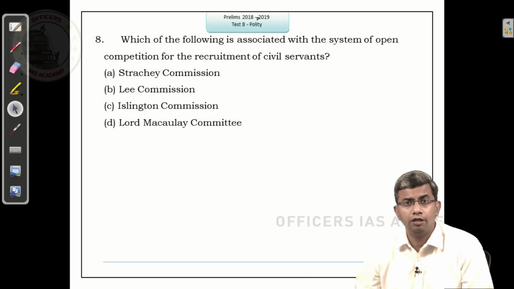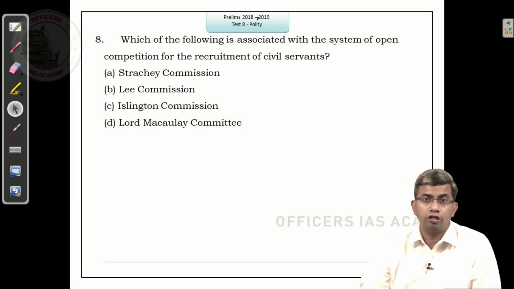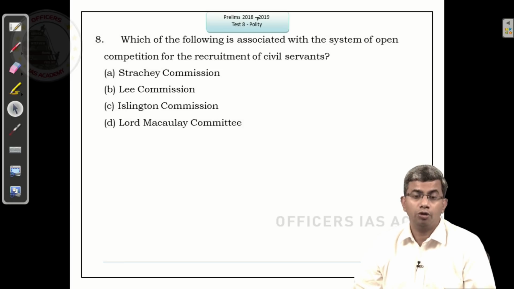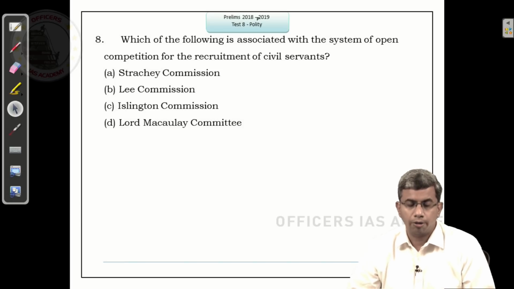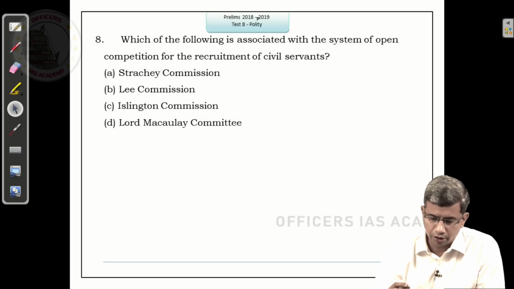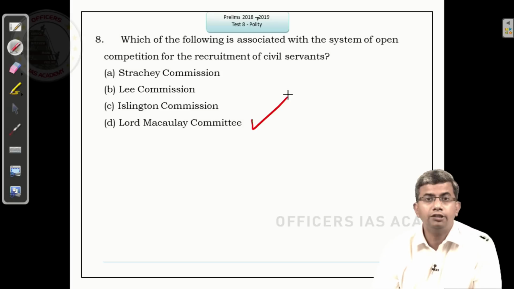That it takes away the role of UPSC, it is again going back to the spoils system rather than the merit based system which was introduced by the British. So who introduced it? It was Lord Macaulay Committee, which was in 1858, which resulted in the system of open competition. So the correct answer is D.